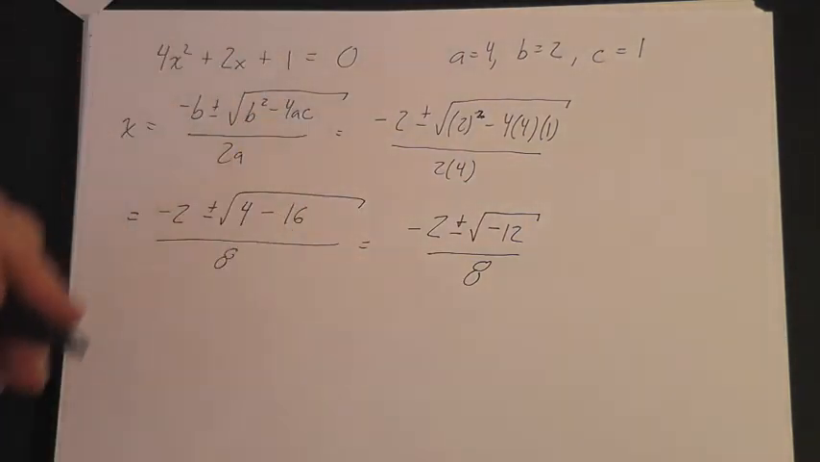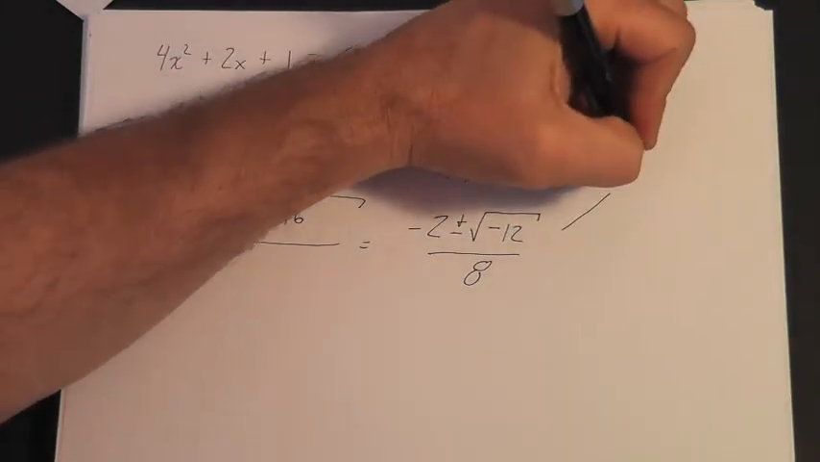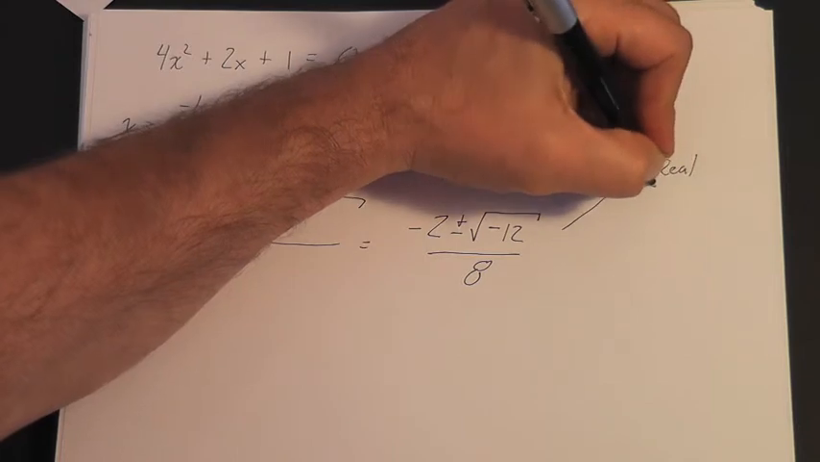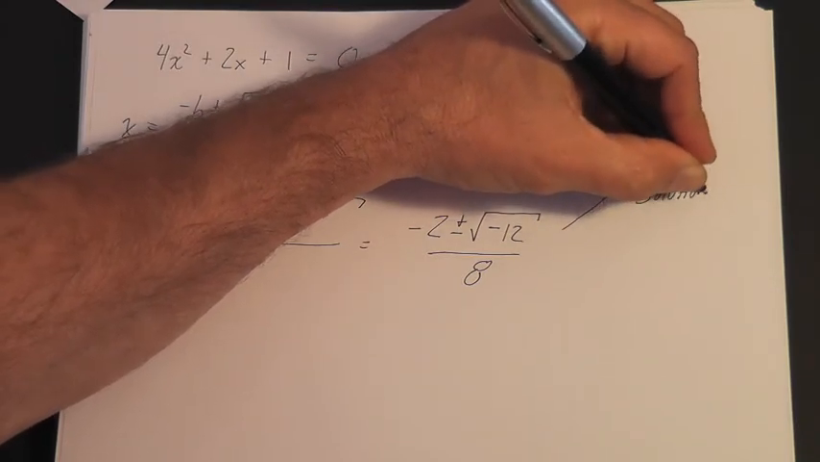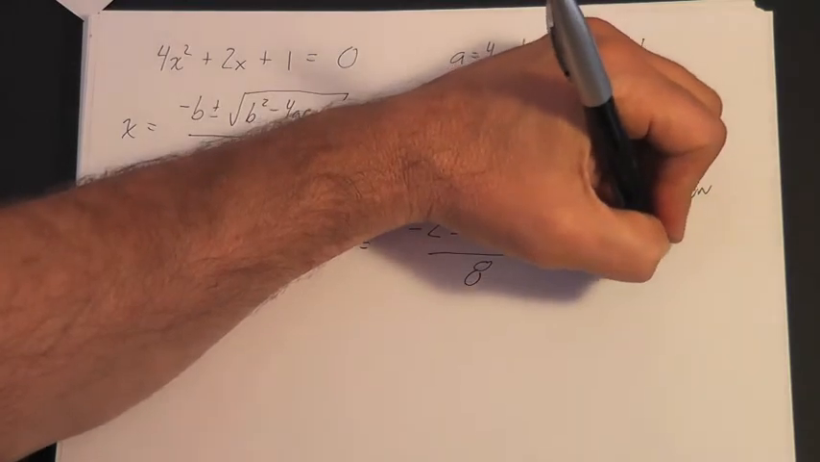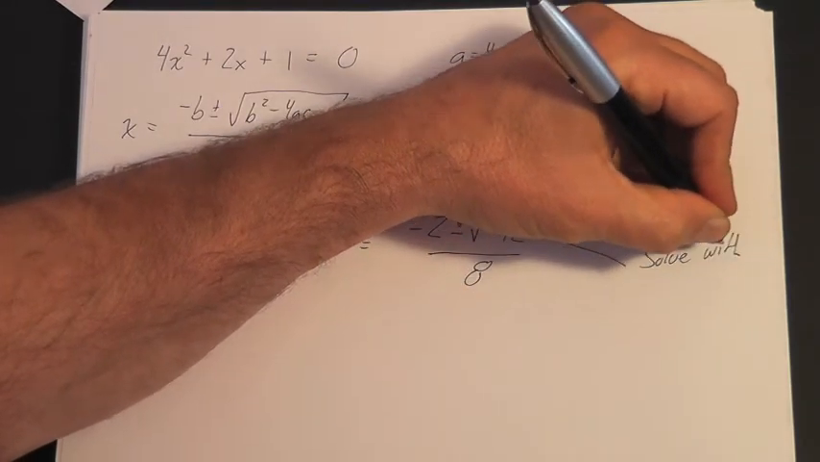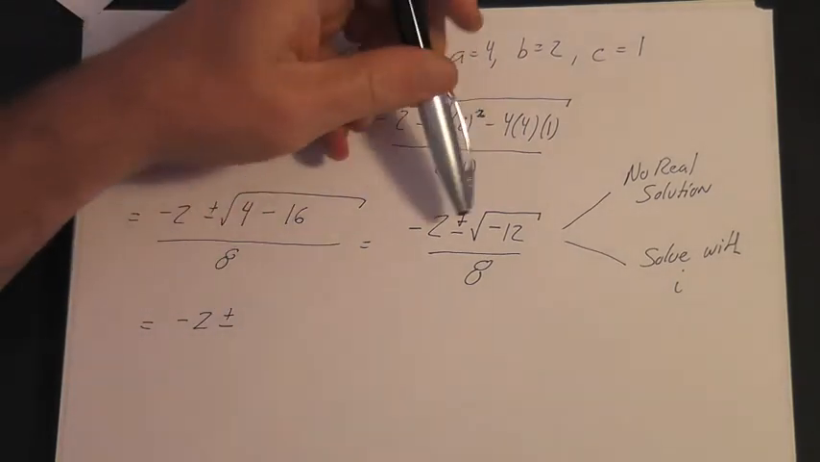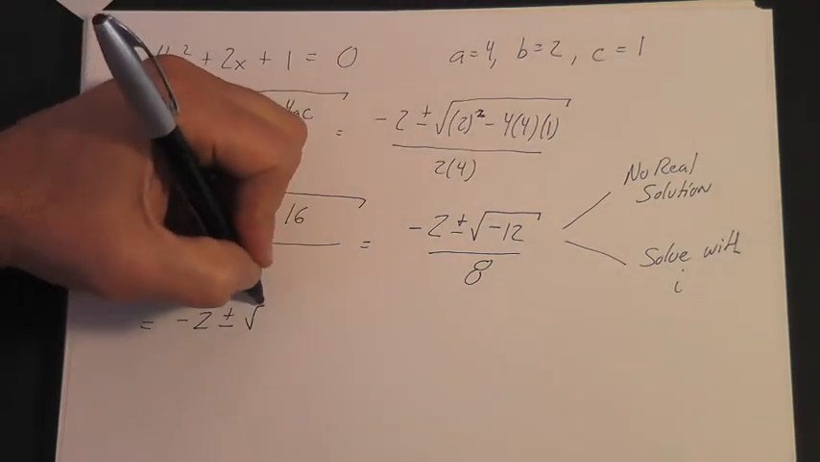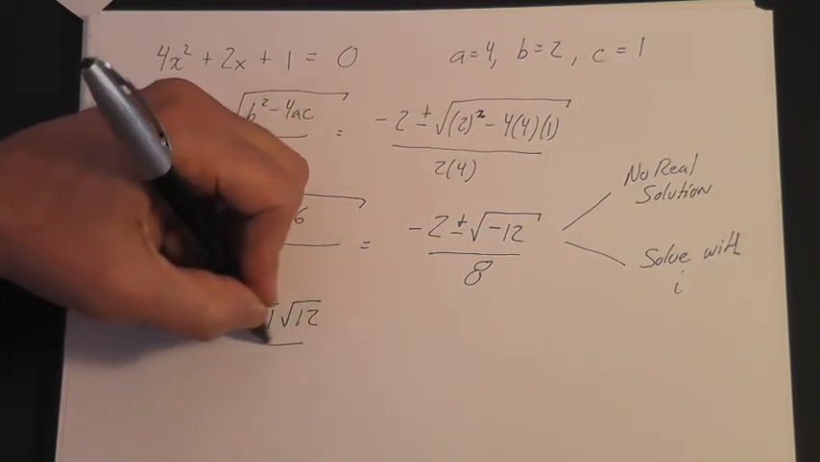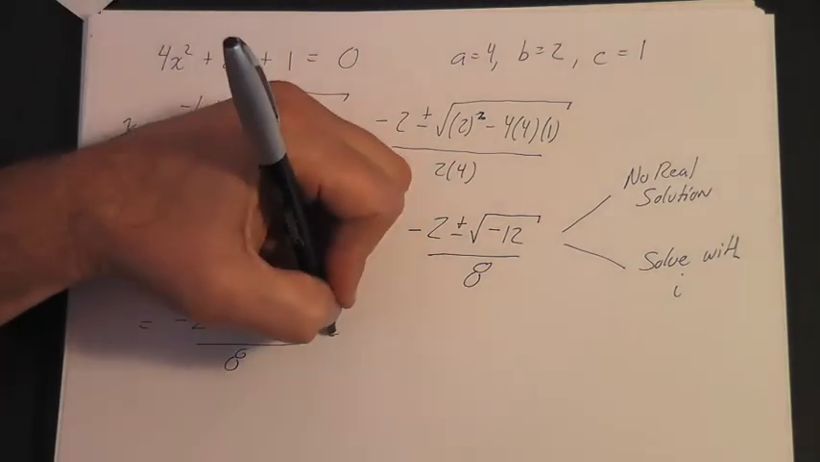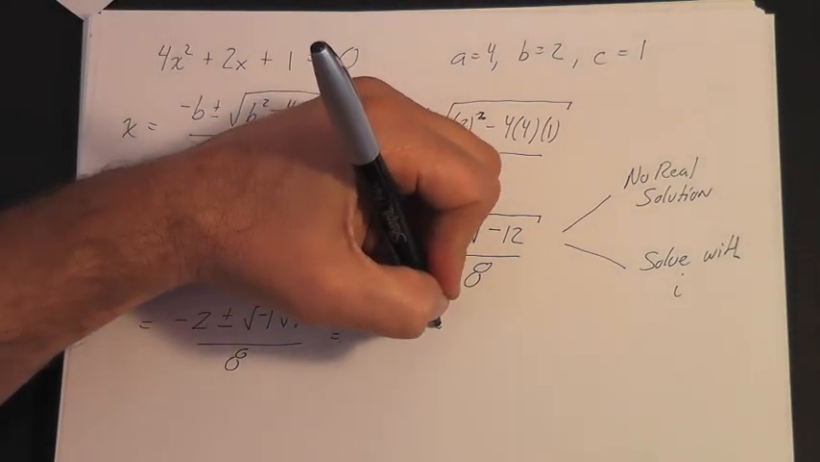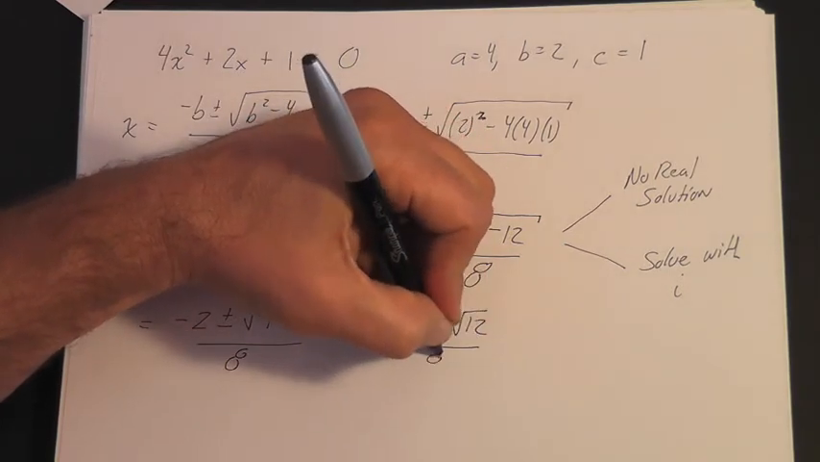And at this point, you have 2 options, depending essentially on the context. If you said there was no real solution, that would be correct, or you can solve with i. And whether you're going to say no real solution or solve with i really depends on the context of the problem. In this chapter, I want you to solve with i, or simplify with i if you wish. So that's minus 2 plus or minus. Remember, when you're simplifying a square root and there's a negative inside, the first thing to do is break it up into minus 1 and 12. So you have minus 2 plus or minus i root 12 over 8.